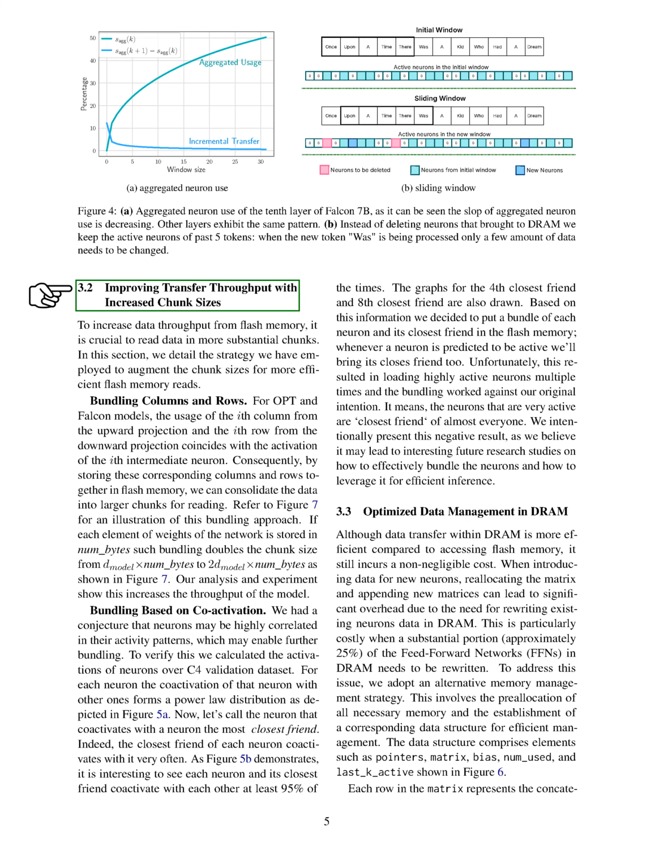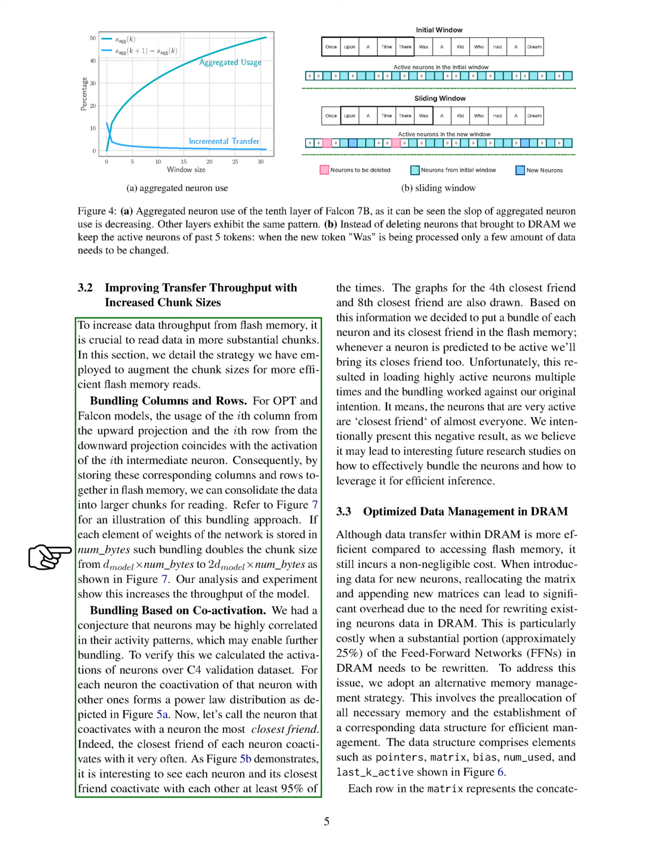Section: Improving transfer throughput with increased chunk sizes. We're going to talk about how we can improve the speed of data transfer from flash memory by reading data in larger chunks. We've developed a strategy to increase the size of these chunks to make reading from flash memory more efficient. Let's start with how we bundle columns and rows.